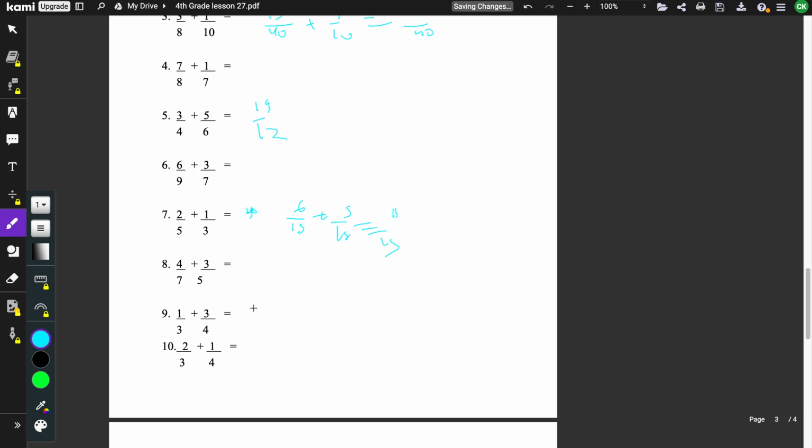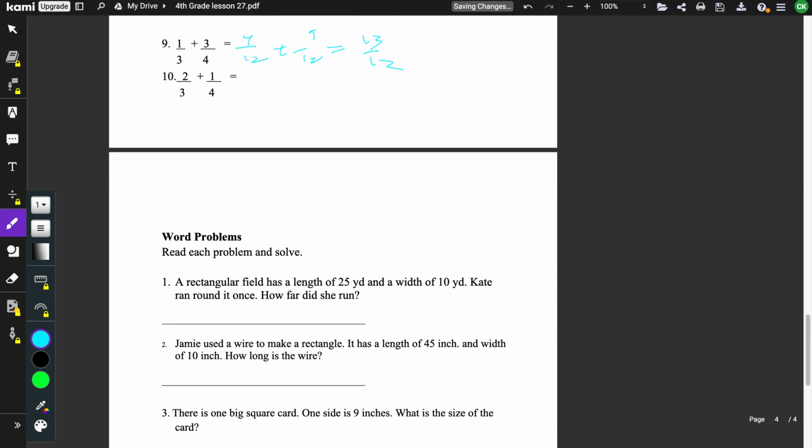Number 9, 1/3 and 3/4. 1/3 converts to 4/12, and 3/4 converts to 9/12, which gives you 13/12 for number 9. Alright, moving on, we're going to do some more problems.